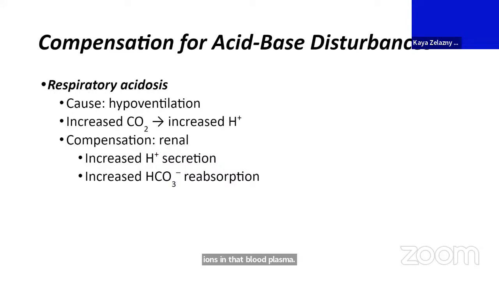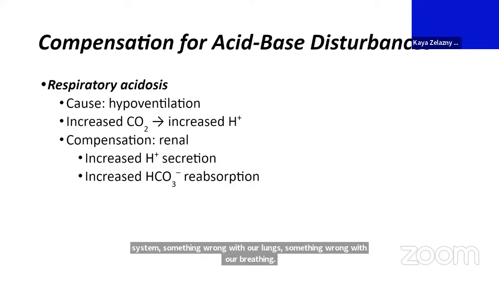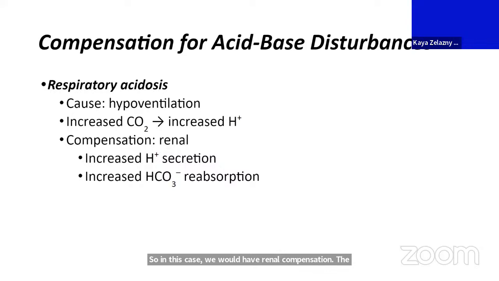And if the problem is because you're not breathing right, the solution is going to be that your kidneys need to adjust, right? So if we're in respiratory acidosis, that means there's something wrong with our respiratory system, something wrong with our lungs, something wrong with our breathing. So in this case, where we would have renal compensation, the way we can compensate for this increase in acidity, we can reabsorb a bunch of bicarbonate, so we've got more buffer in the blood. If it's super severe, maybe we even make new bicarbonate ions, pull them into the blood plasma, and we can speed up how many hydrogen ions we're secreting, how many hydrogen ions we're getting rid of.